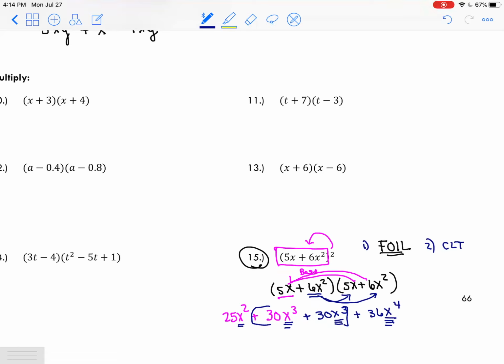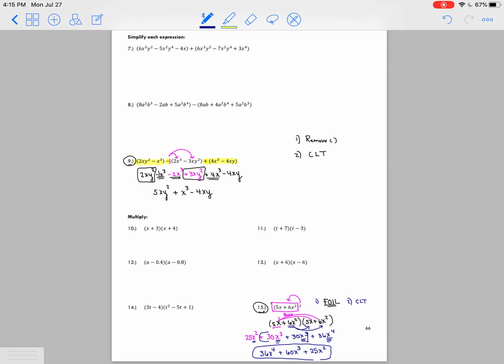And I'm going to want to write my final answer in descending order. So I'm going to move this 36x to the fourth in front. And then I'm going to have plus 60x cubed in the middle. And then finally 25x squared on the end. Okay, that is a finished product.